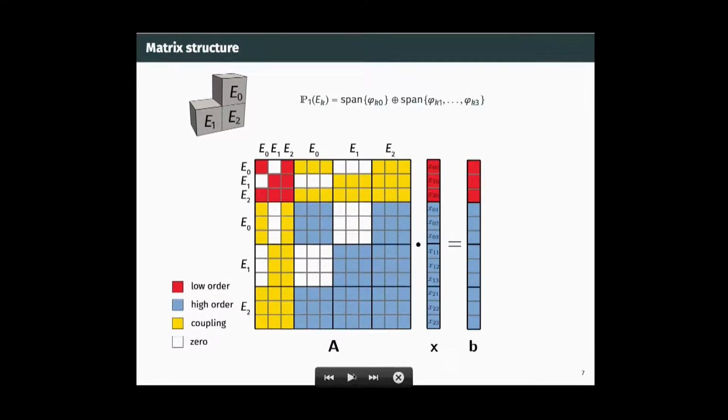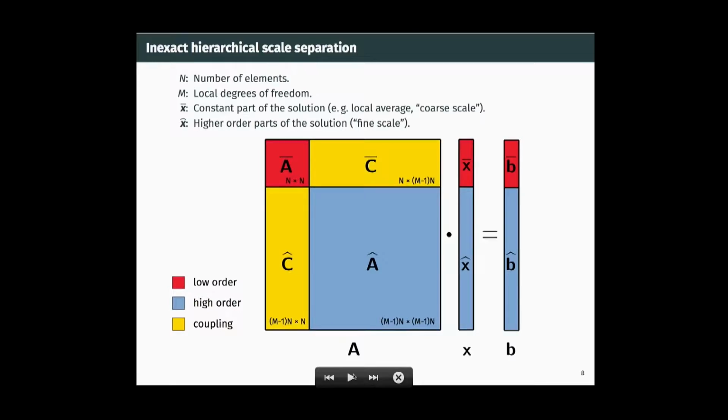Now we just reorder this matrix to get all the low order unknowns, the red part, to the top of our solution vector, and all the high order unknowns to the bottom. We reorder the matrix accordingly. As you can see, each of these blocks still resembles the original structure of the linear system. From now on, I will denote all the parts of the solution and the matrix that are related to low order parts with a bar. So we have A bar, X bar, B bar, and I will use a hat to refer to those parts that correspond to the higher order components of the solution. So we have A hat, X hat, and B hat in blue, and the yellow matrices are just coupling terms between these two layers.